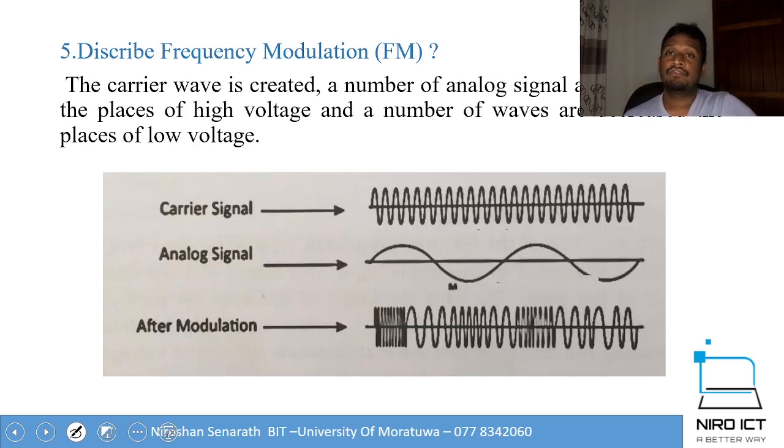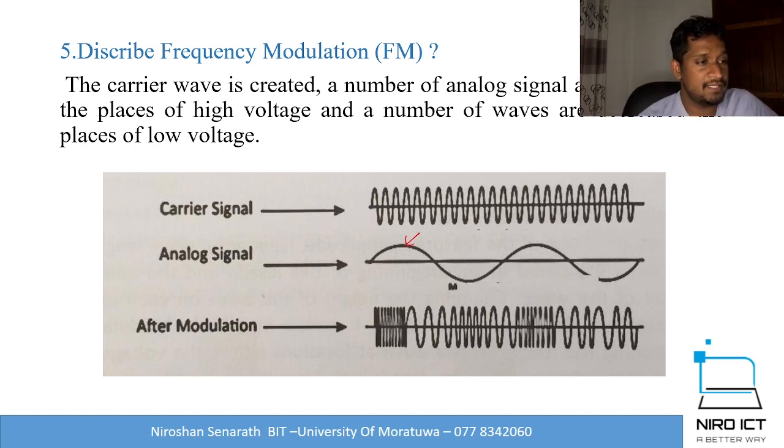Let's move to frequency modulation, or FM, right? Here we have three types of signals in my diagram: the carrier signal, the analog signal, and the modulating signal. Here we have to change the number of cycles. We have to increase the frequency according to the analog signal. Here you can see, then you can get some idea. Then we can find the places which are equal to high voltage.